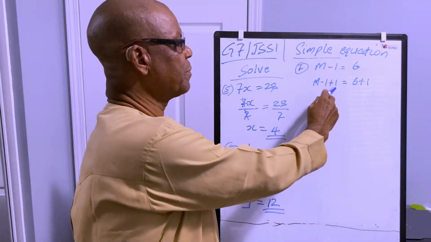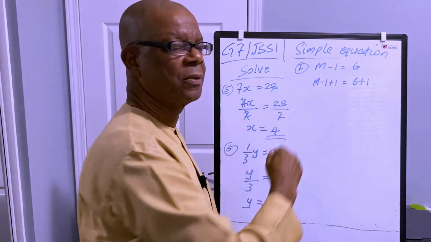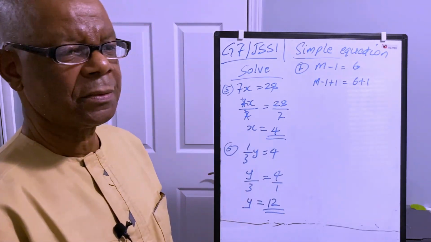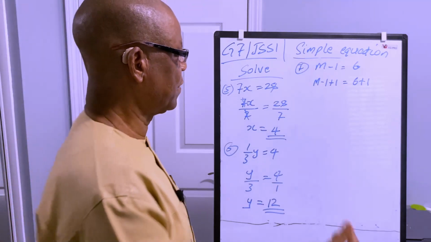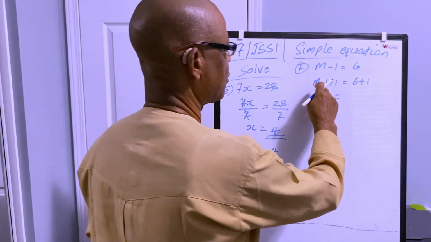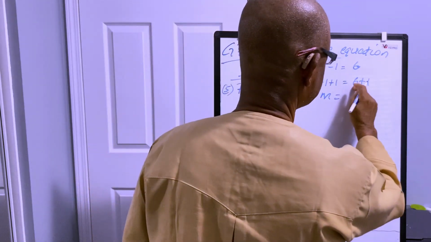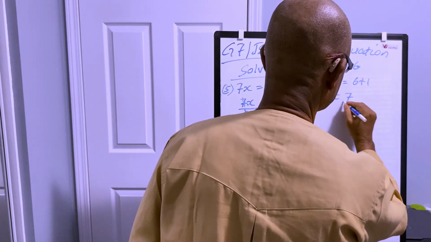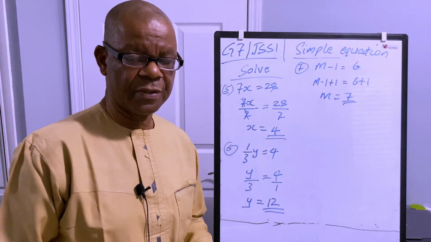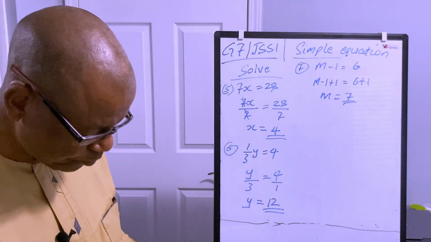Why did we add 1? Because we know 1 minus 1 will be 0. So m now will be alone. It will be singled out. So we now have m, because 1 minus 1 is 0, and 6 plus 1 is 7. So m is 7 in this very particular question.